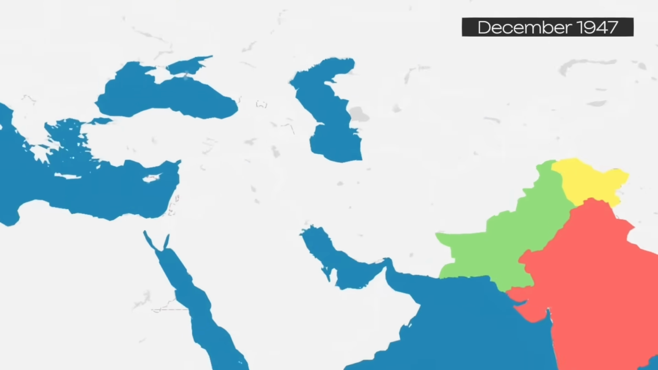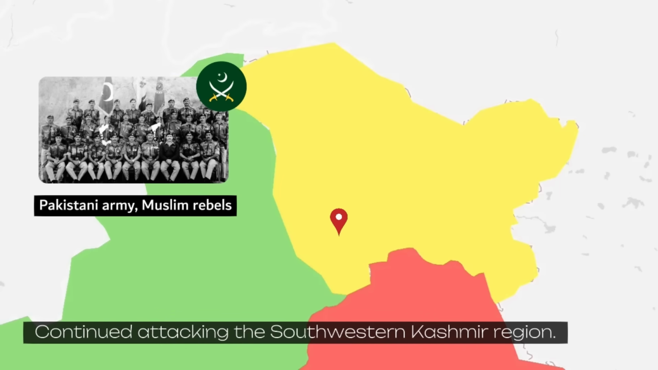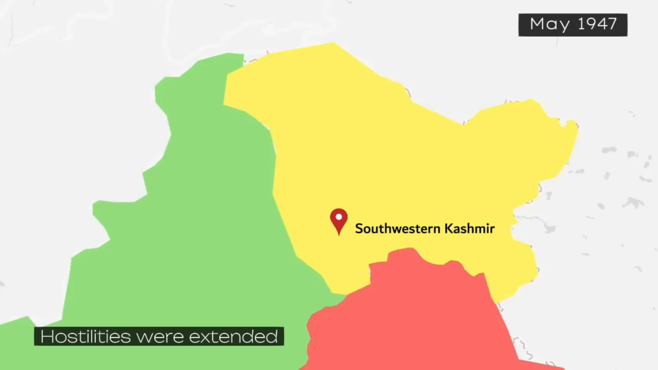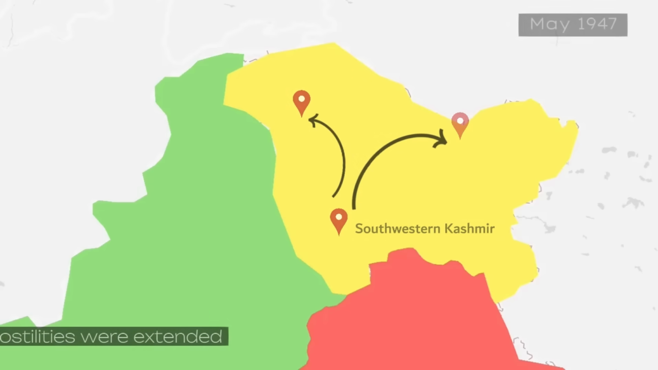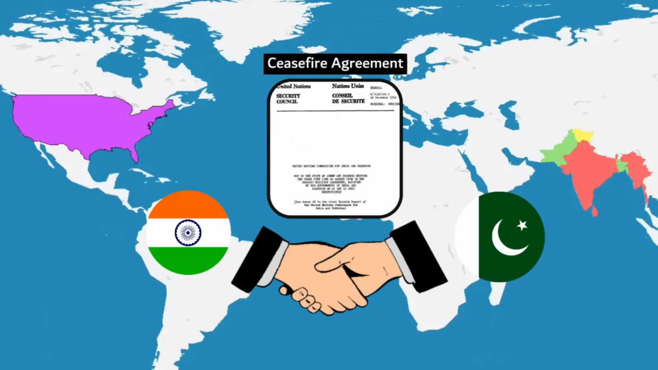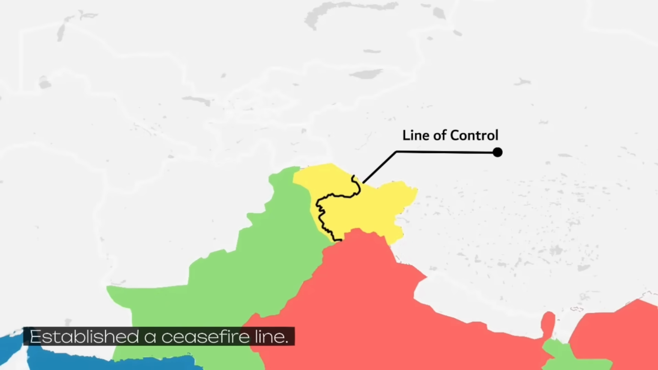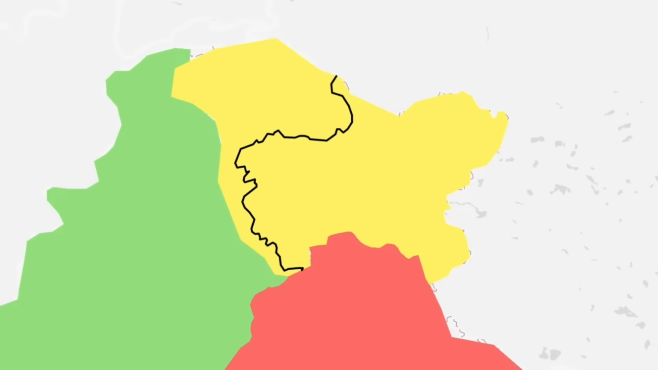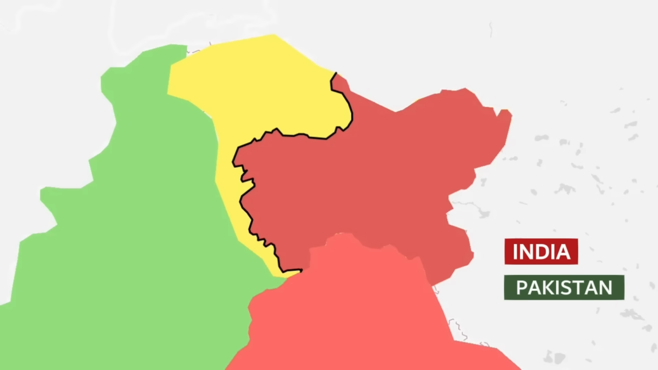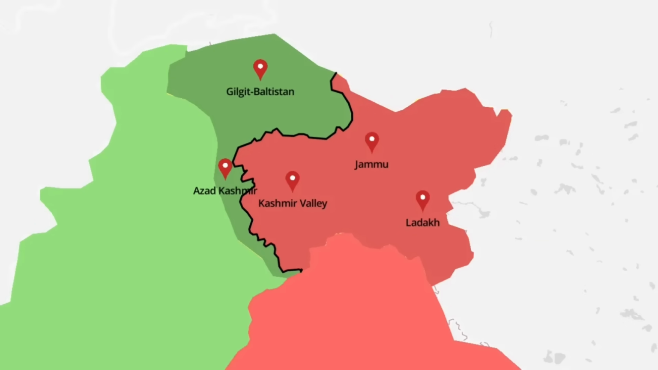In December 1947, the Pakistani army and Muslim rebels continued attacking the southwestern Kashmir region. By May of the following year, hostilities were extended to the north and northwest of Kashmir. The war was not cooled down until the intervention of the United Nations, which pushed two sides to reach a ceasefire agreement on December 31, 1948, which went into effect the following day, establishing a ceasefire line, now called the Line of Control. After the war, India gained control of about two-thirds of the Kashmir state, including Kashmir Valley, Jammu, and Ladakh, whereas Pakistan gained roughly the remaining third of Kashmir, with Azad Kashmir and Gilgit-Baltistan.